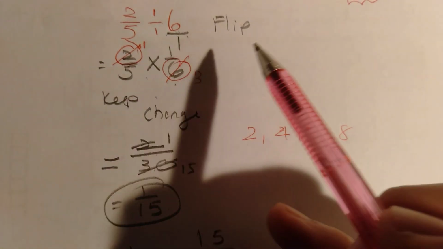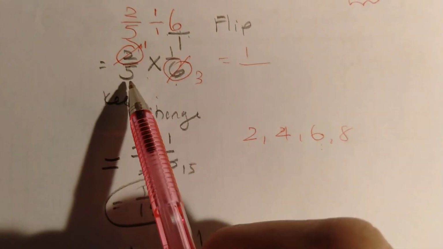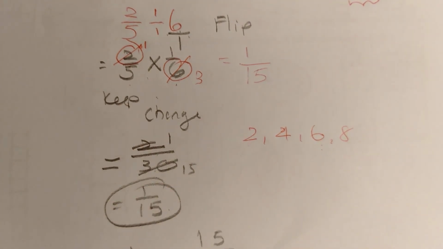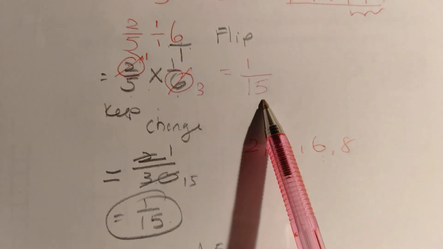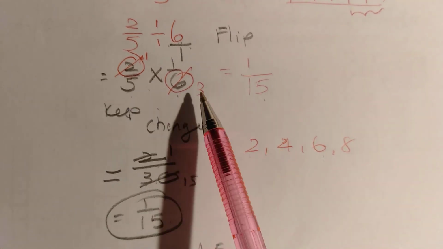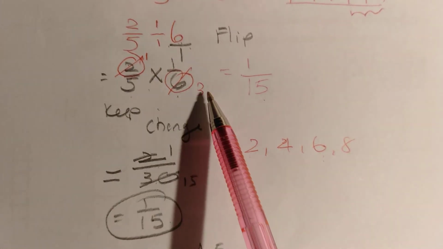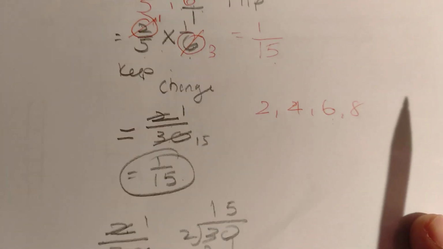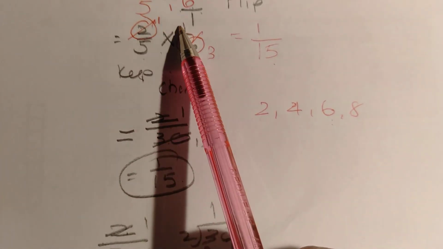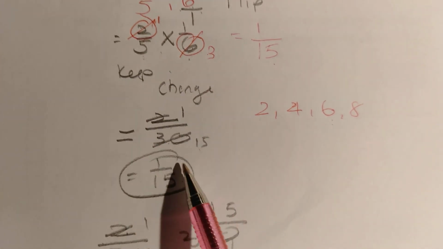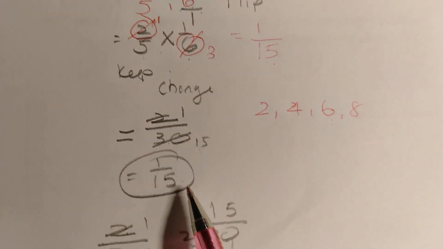1 times 1 is 1. 5 times 3 is 15. So if you are better at getting to your answer using this way, then you simplify first before you multiply the numerator and the denominator. If you're not so good at doing this, then you just multiply the numerator by numerator, denominator by the denominator, and then you further simplify when you get to this fraction.